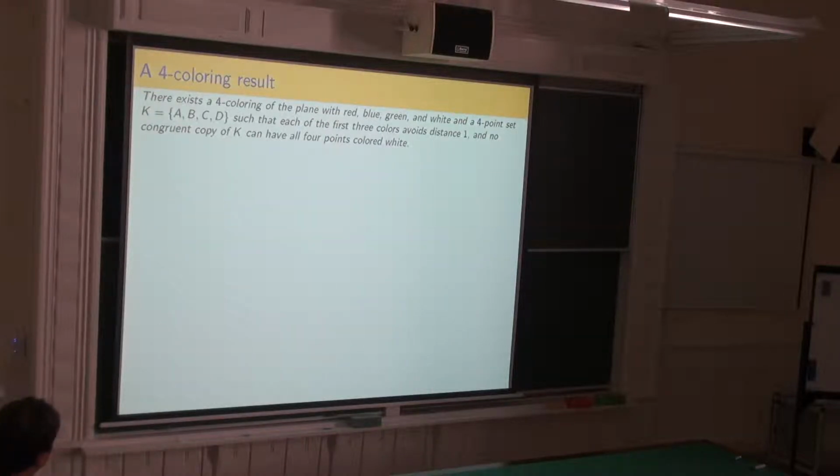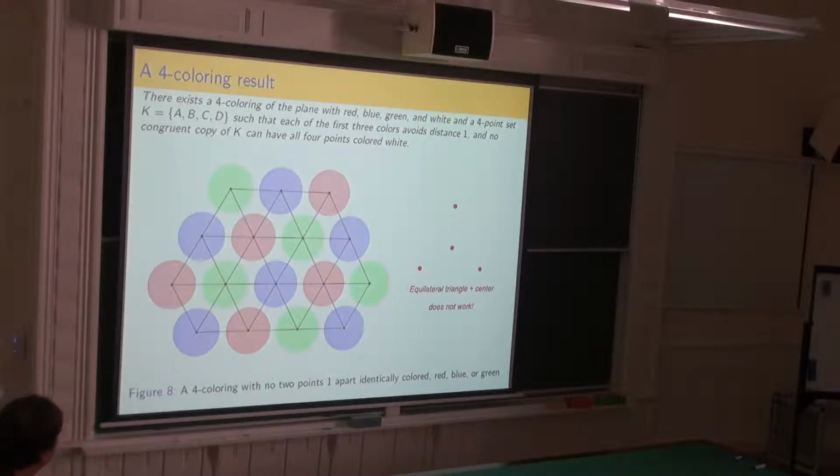But now, for 4 colors, this was the trickiest one of all, so that's why I left it for the end. So you want to color the plane in 4 colors, 3 of them avoiding distance 1, and the 4th one avoiding some point set configuration that is as small as possible. So again, it's kind of reasonable to start with this 3 coloring of the plane. Actually, 4 color: green, blue, red, and white. White is the 4th color.